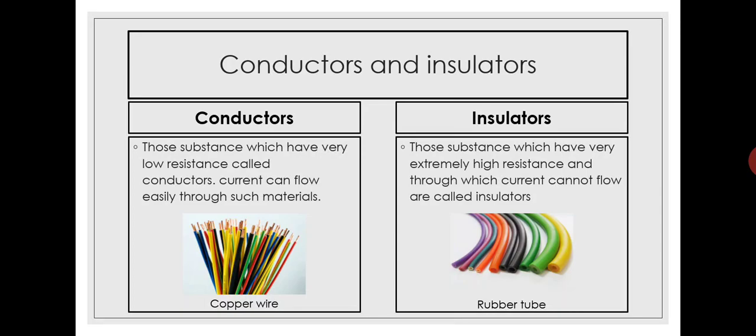Conductors. Those substances which have very low resistance are called conductors. Current can flow easily through such materials. For example, copper wire. Insulators. Those substances which have extremely high resistance and through which current cannot flow are called insulators. For example, rubber tube.